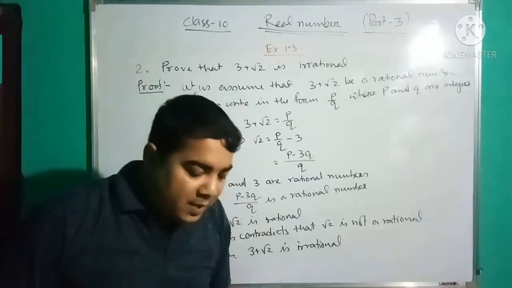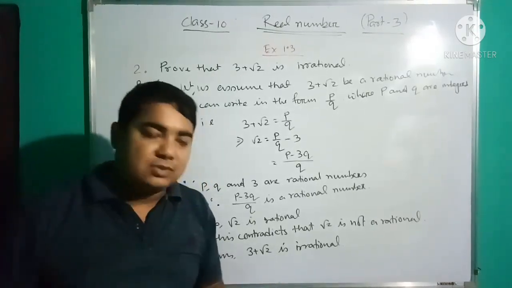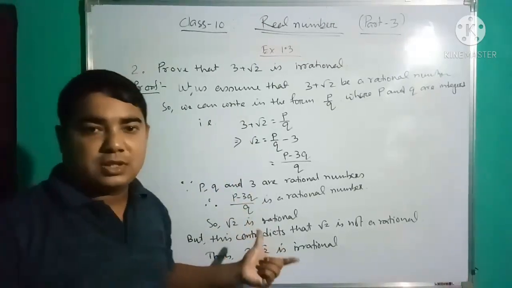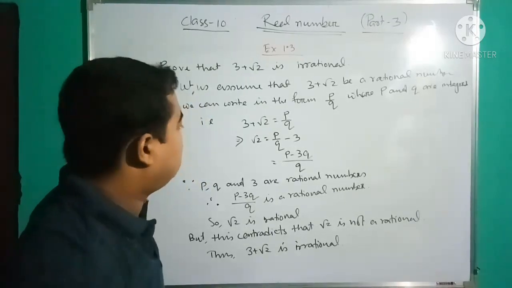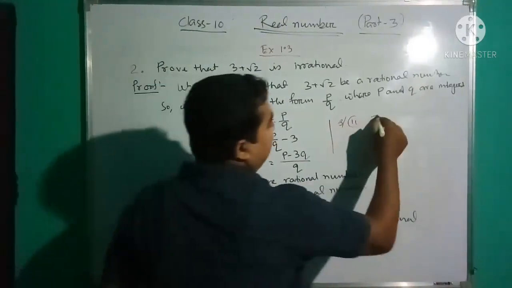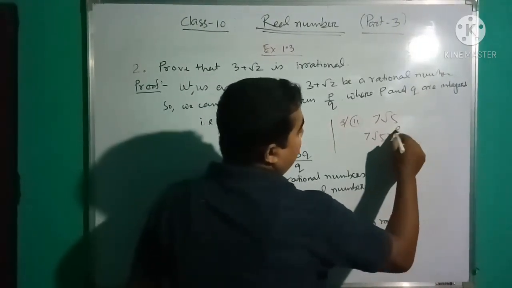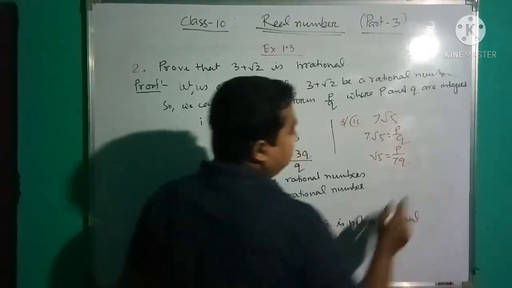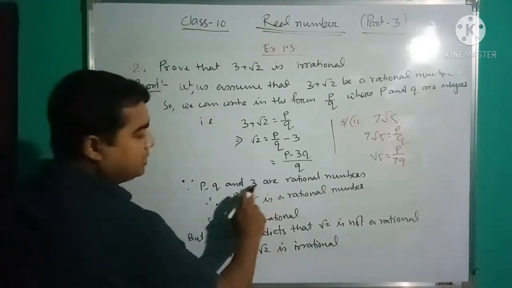Now in exercise 1.3 many questions are given, like 3, 1 by root 2, and the next question is 7 root 5. But apply this same process. Okay, then see the process for question number 2. Suppose 7 root 5 is rational, then you will write 7 root 5 equals p by q. Then root 5 equals p by 7q. See, p, q, 7 all are rational numbers.